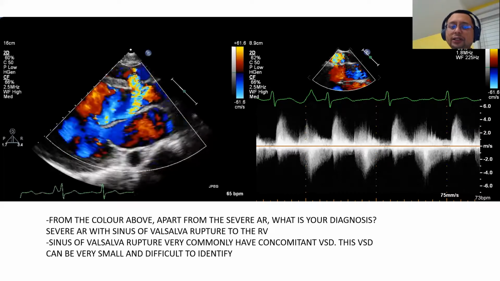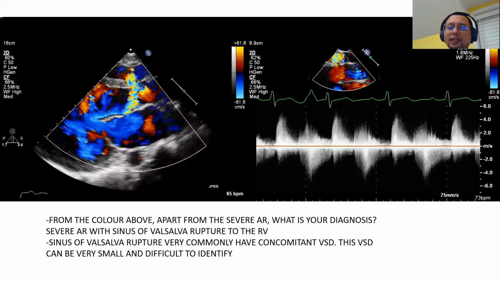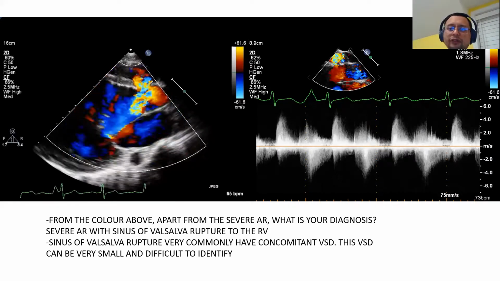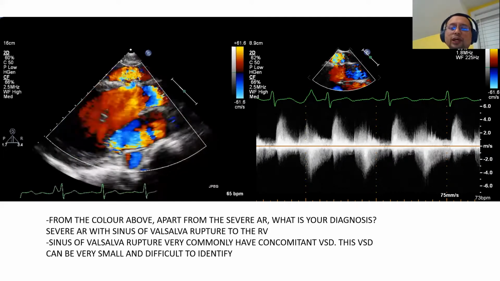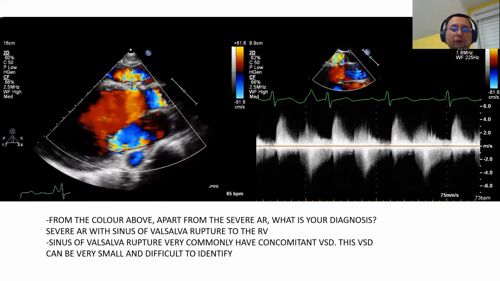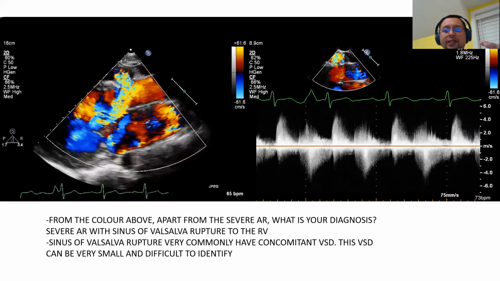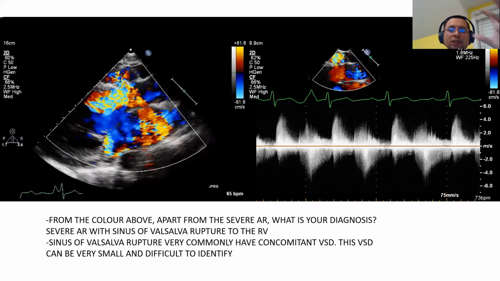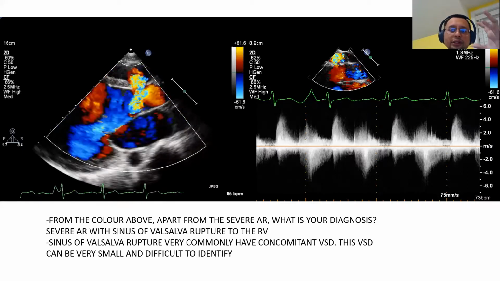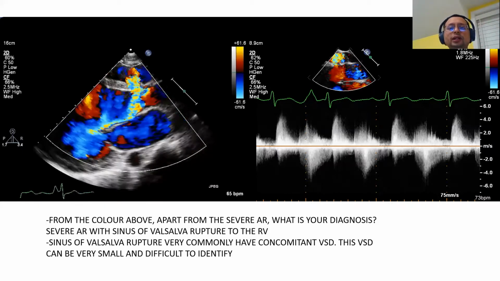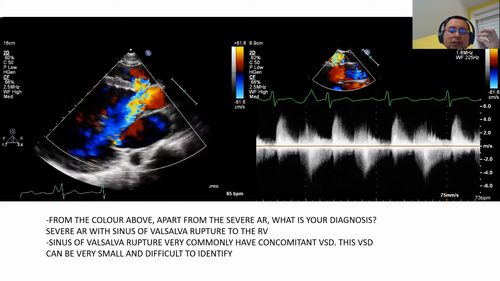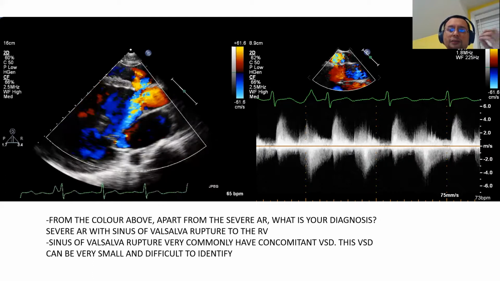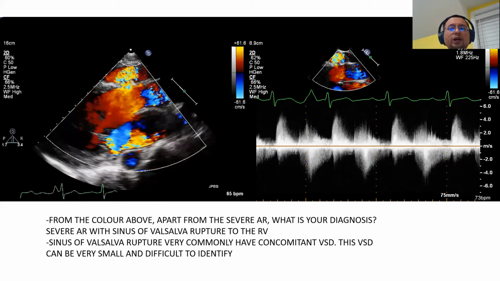So patients with sinus of Valsalva very commonly have concomitant ventricular septal defect. Why is that? Because VSD is one of the risk factors for us to develop sinus of Valsalva aneurysm or rupture. Because when we have VSD, we can have prolapse where we pull the cusp into the defect and that might cause aneurysm and rupture. So always try to find a concomitant VSD, but sometimes it can be very difficult because the Valsalva rupture is just above the defect that you can't really see the defect.